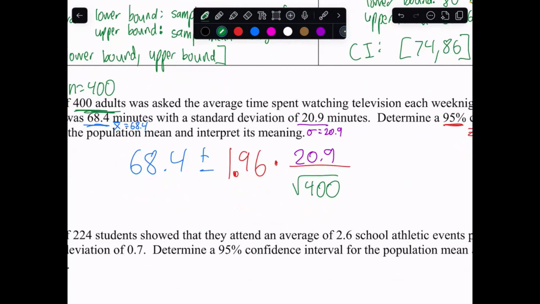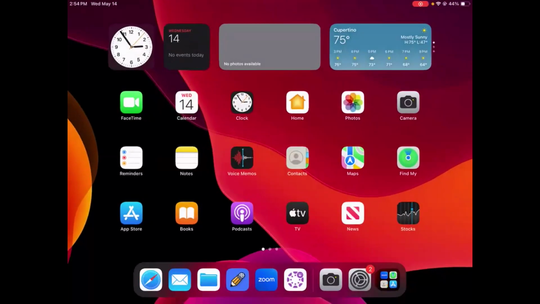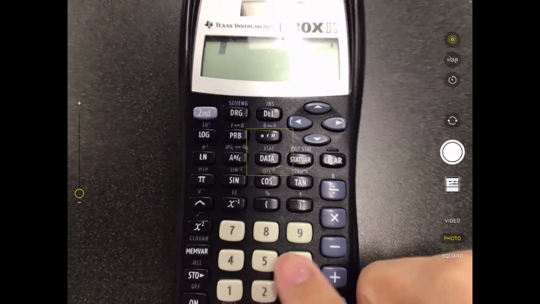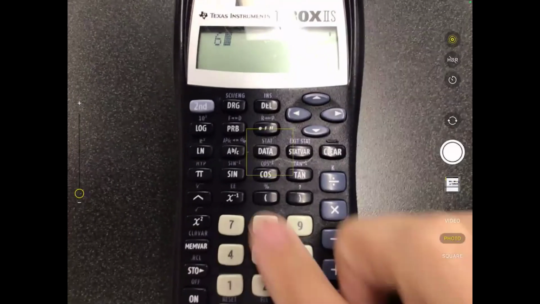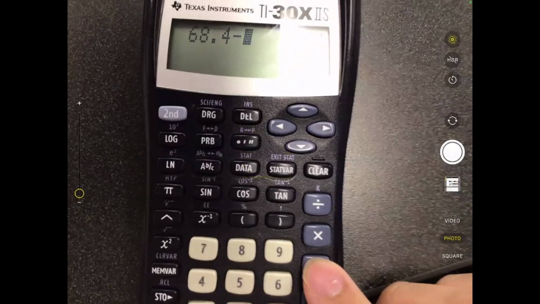Okay, so you definitely need a calculator for this part. The numbers will almost always be decimals. Okay, so the good news is because you're going to do both plus and minus, you can just edit your first answer to quickly get the second. So let me show you what I would do for my calculator. Okay, so I would start with the sample mean, 68.4. I'll do the minus first. Oh, that's lagging a lot. Okay, there we go.